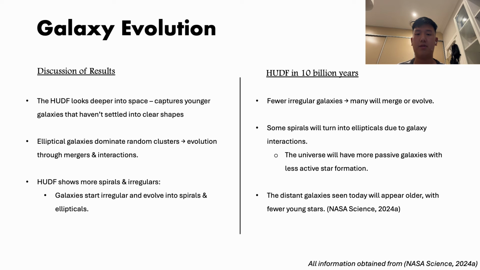If we were to take a photo of the HUDF in 10 billion years' time, it is expected that there will be fewer irregular galaxies, as many will have merged or evolved into more structured forms. Likewise, some of the current spirals may have transformed into elliptical galaxies due to interactions, and overall the universe would contain more passive galaxies with less active star formation.